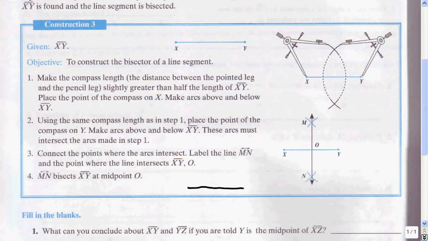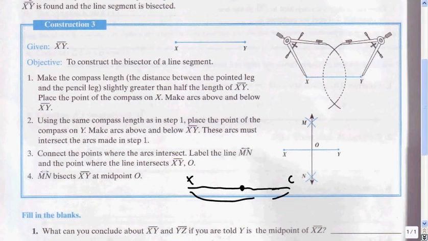Let me explain. Let's call this A. A is not the midpoint of the line because, and let's call this C, let's call this X, A is not the midpoint of the line because AC is not the same as AX, right? So that can't be the midpoint of the line.